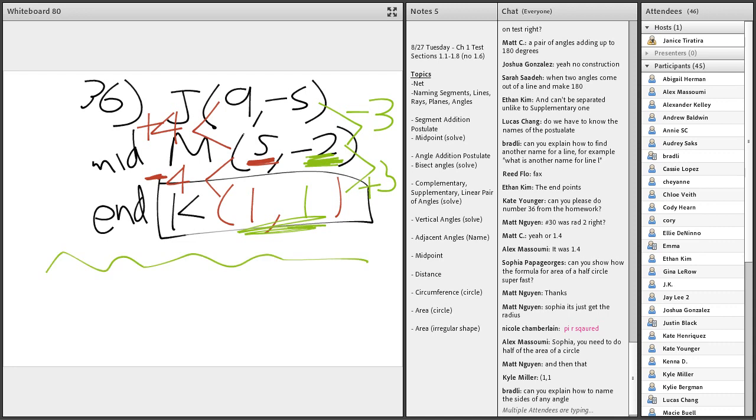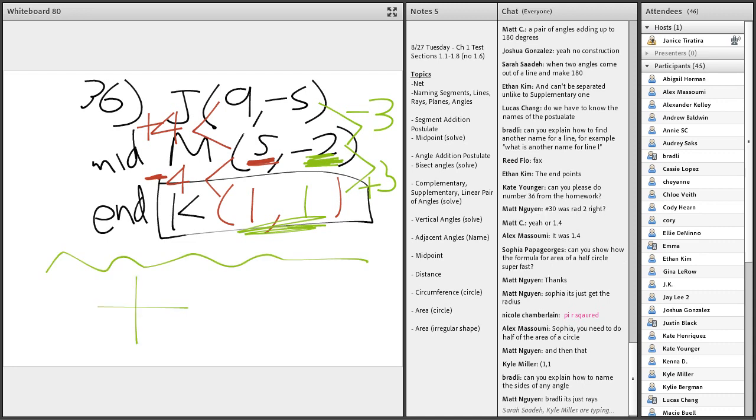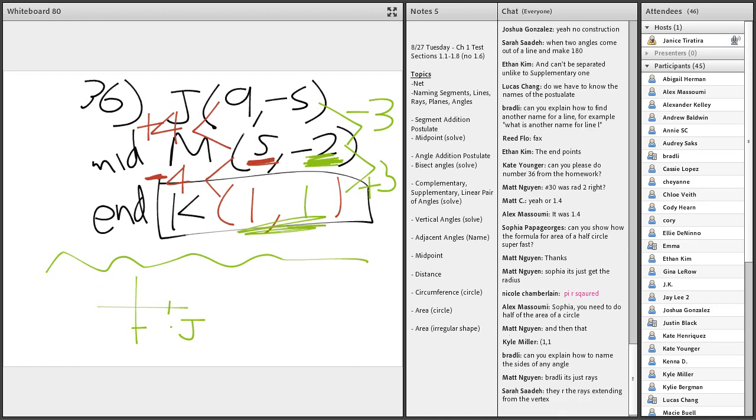Now, if you don't believe it, draw it out. If you have time to sketch it, draw out J, just a quick sketch. M is somewhere here. And if we did it right, here's K, 1, 1. So M is the midpoint between K and J. Always graph it if you need to.